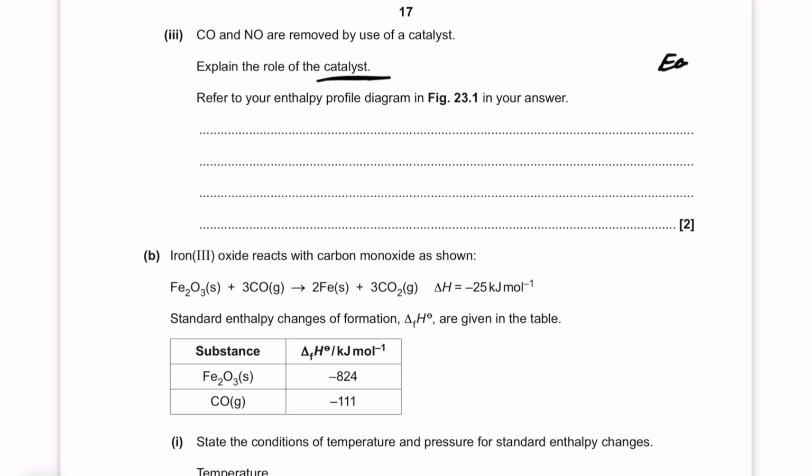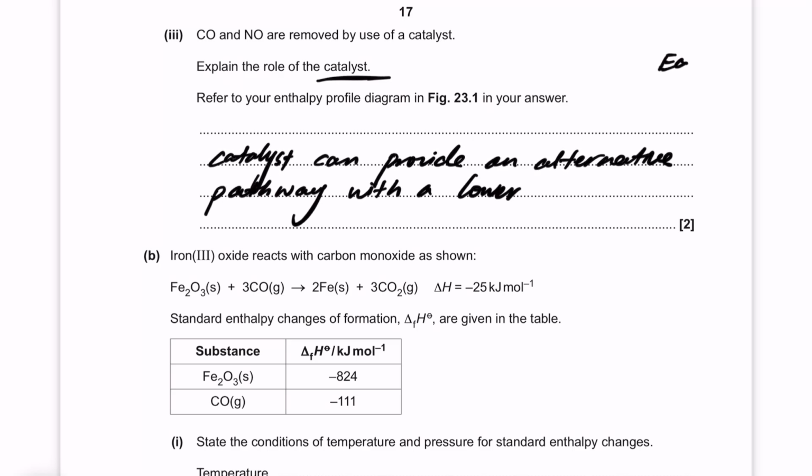So for the answer, I'm going to write: the catalyst can provide an alternative pathway with a lower activation energy so that the reaction rate will increase, so that the reaction will proceed faster. And then let's move on.